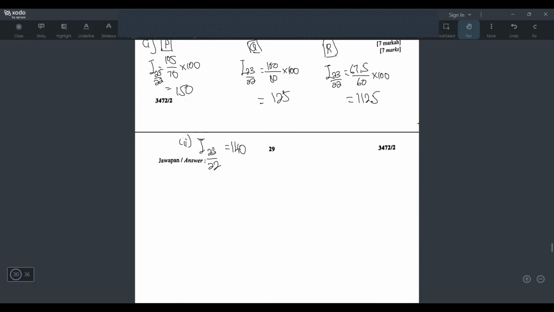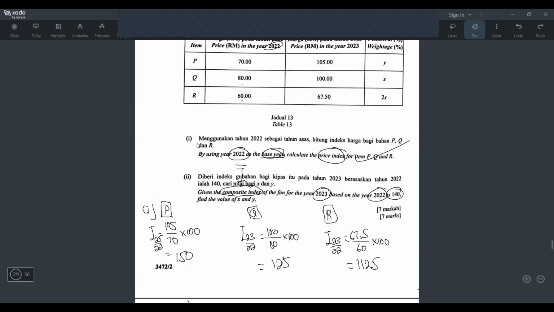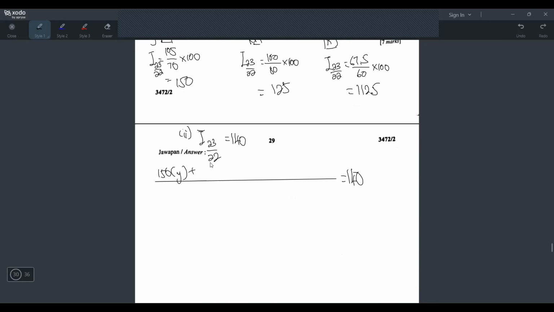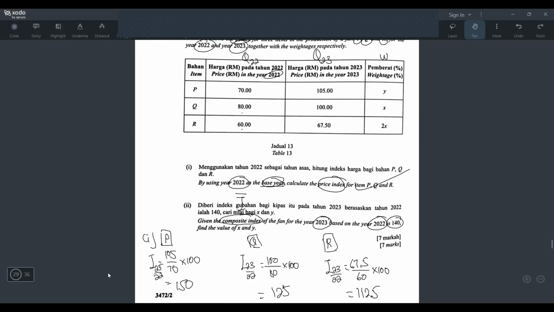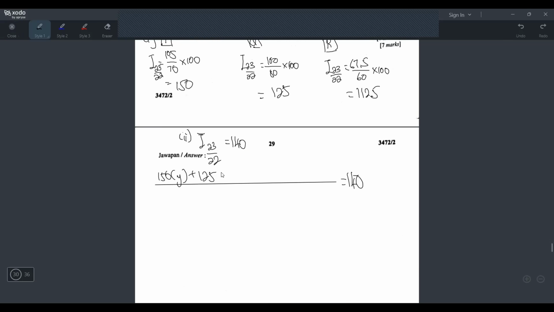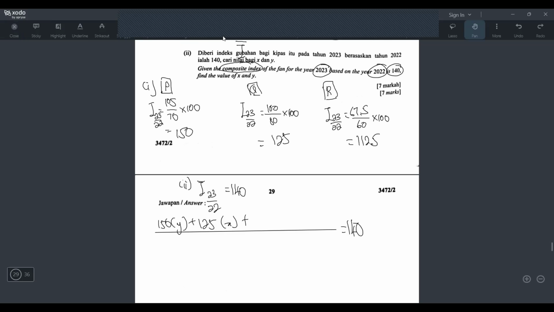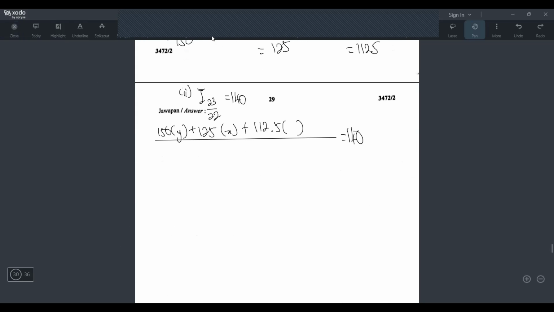Since the year here is 23, 22, definitely later when you sub in the price index, it has to be the 23, 22 price index also. So what is the I for 23, 22 for P? It will be 150. Multiply with the weightage for P, which is Y, right? You can see from the table. So times Y, plus the Q index number, 125, times the weightage, which is X, so 125 times X. And then plus the next one, R, the index number for R is 112.5, and the R weightage, you can refer to the table, is 2X. And then don't forget to divide by the total weightage, Y plus X plus 2X.